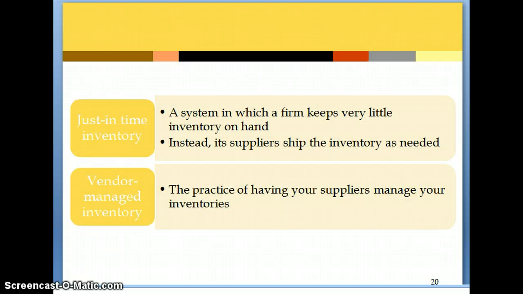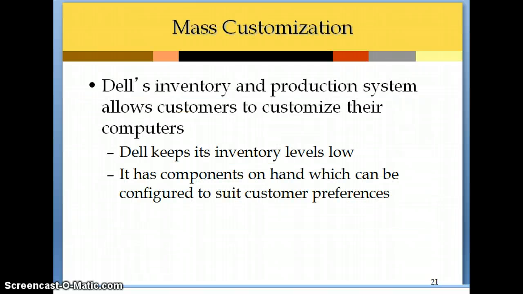Let's look at what just-in-time inventory means. Just-in-time inventory is a system in which a firm keeps very little inventory on hand. Instead, its suppliers ship the inventory as needed. A vendor-managed inventory is the practice of having your suppliers manage your inventories.